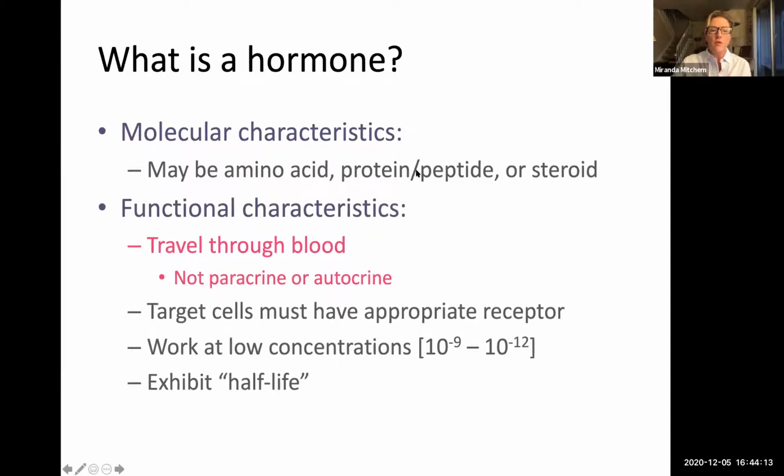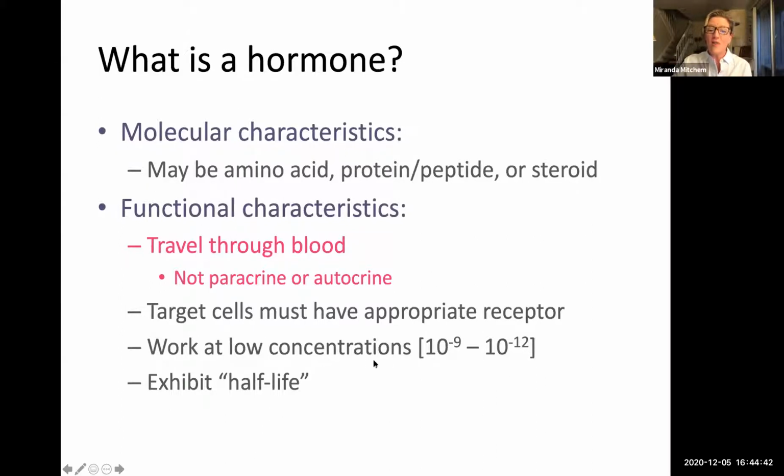Now, they do travel through the blood. They are not under paracrine or autocrine control mechanisms. Rather, they target a cell that has the right receptor. And they are able to do this at incredibly low concentrations. We're talking about 10 to the minus 9 to 10 to the minus 12. I mean, think about how many zeros are in front of that number there.